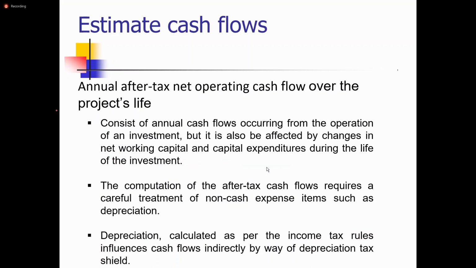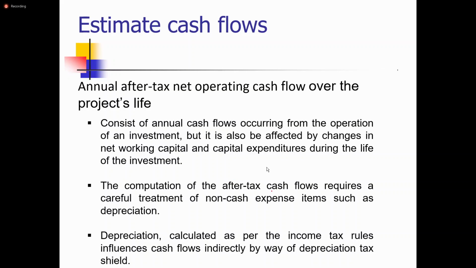The next one is the annual after-tax net operating cash flows. For each year during the life of the project, you have to identify the annual net operating cash flow. You have to identify cash inflows and cash outflows, and consider the depreciation, and like this, identify the annual net operating cash flow for each year of the project. It consists of annual cash flow occurring from the operation of the investment, but it can also be affected by changes in the net working capital and capital expenditures during the life of the investment. These capital expenditures are normally accounted for using the depreciation.